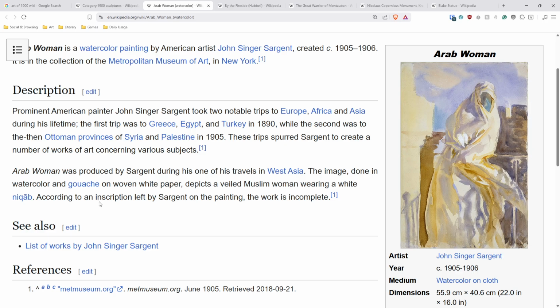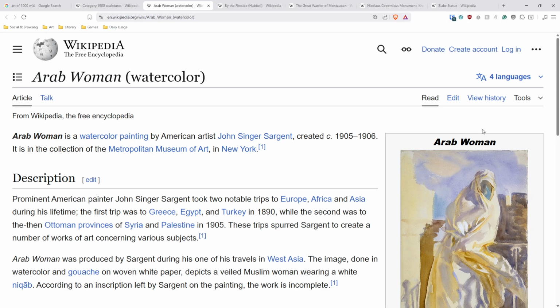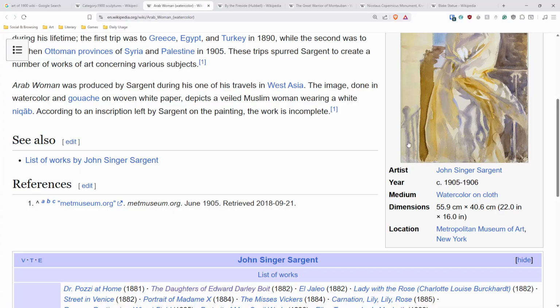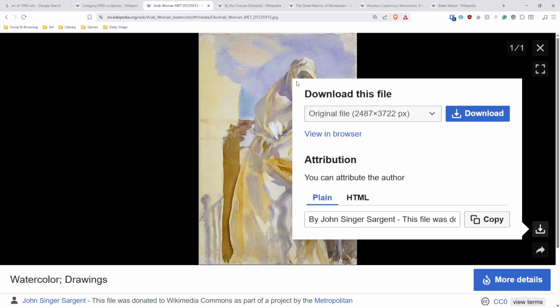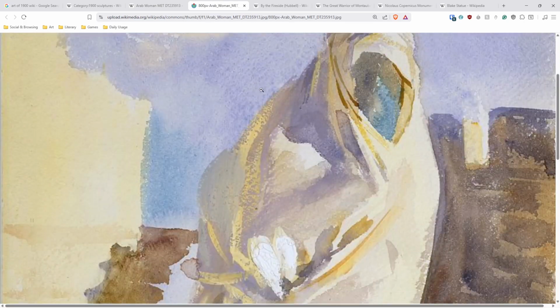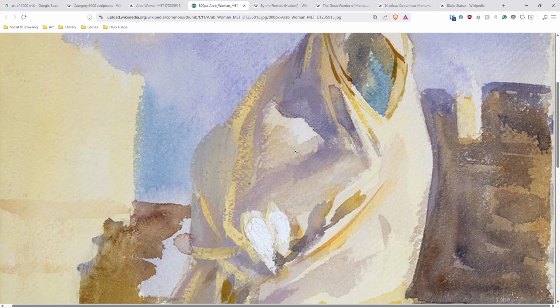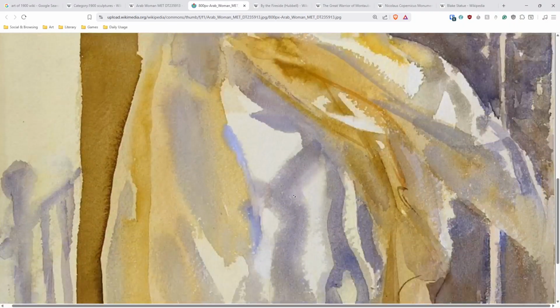According to an inscription left by Sargent on the painting, the work is incomplete. Really? Also, if I was actually logged in, I would edit this because wow, they really messed up here. But I'll leave it open so I can come back later and edit that. That was silly.